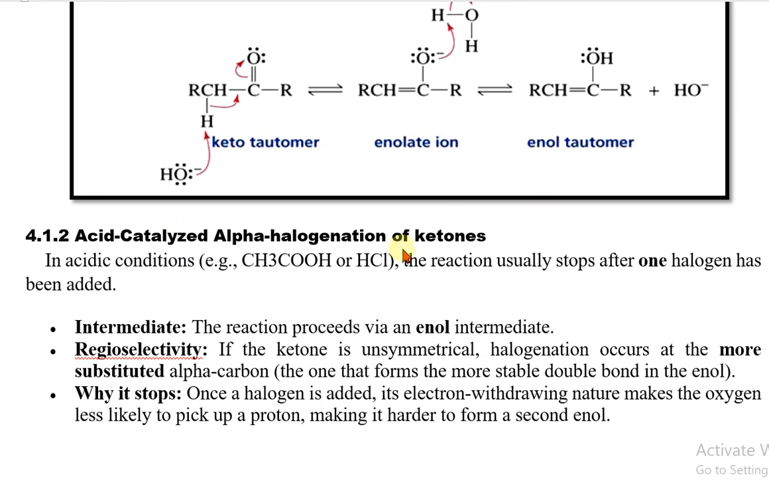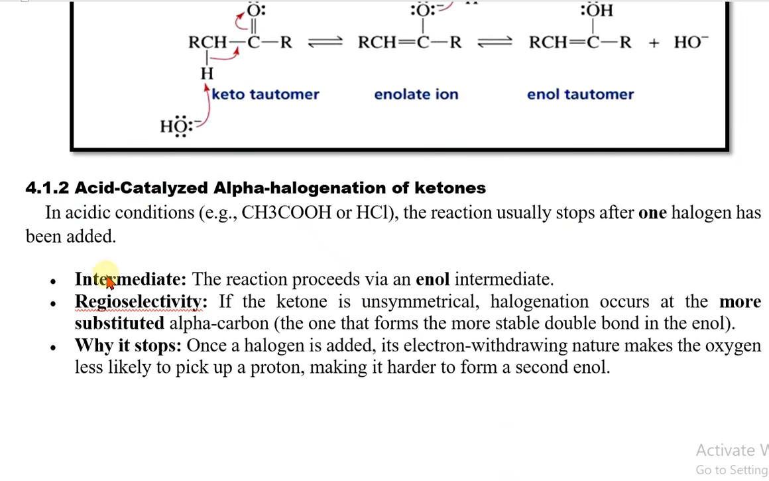Acid-catalyzed alpha halogenation of ketone. In acidic conditions, we come back again to our reaction, the alpha halogenation of ketone. In acidic conditions like acetic acid or HCl, they can also be used during this reaction. The reaction usually stops after one halogen has been added. So why will the reaction stop after one halogen is added here? The reaction proceeds via an enol intermediate. The intermediate here is the enol.